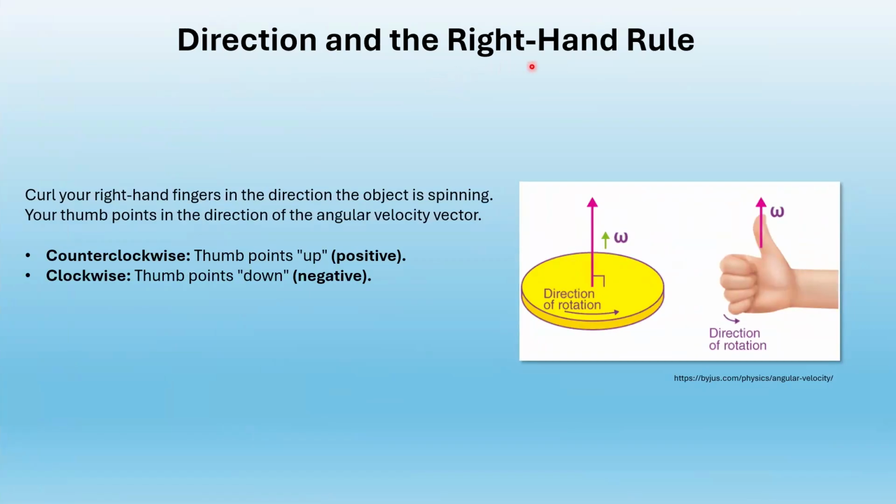Direction and the right-hand rule. Direction of what? Of the angular velocity. Right-hand rule here. Spinning direction, and there's the magnitude of the vector. So the direction, if it's counterclockwise, then we are having a positive angular velocity. If something spins clockwise, we're talking about a negative angular velocity.